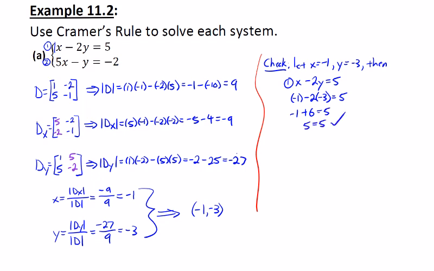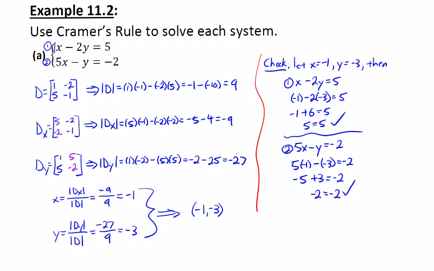5 does equal 5. The second equation, do the same thing, just to verify. 5x minus y is supposed to equal -2, so that'll be 5 times -1 minus -3, and that will be -5 plus 3, resulting in the true statement -2 equals -2. So that verifies that the ordered pair really does work. Put it in a solution set, and I'll box it in as the final answer.